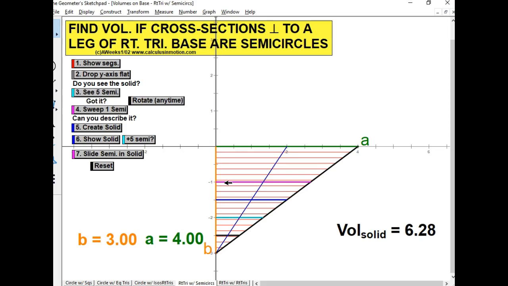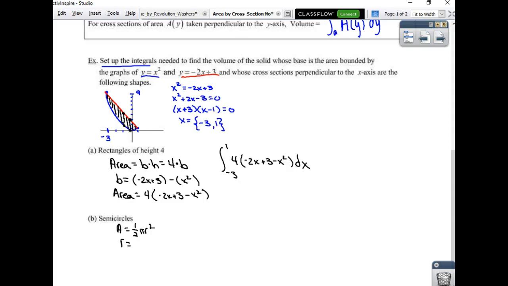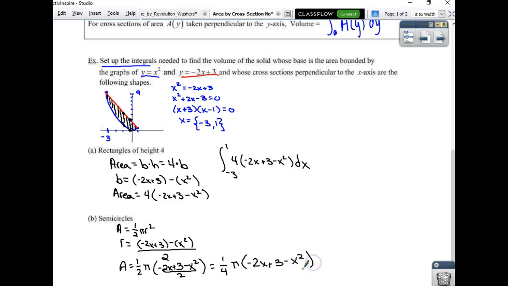So those chords don't represent radius, they represent diameter. I have to do the negative 2x plus 3 minus x squared, and I actually have to divide that by 2. That's a radius. Half the diameter is a radius. So that means that my area function is 1/2 pi times (negative 2x plus 3 minus x squared) over 2, or I could write that as 1/4 pi (negative 2x plus 3 minus x squared).